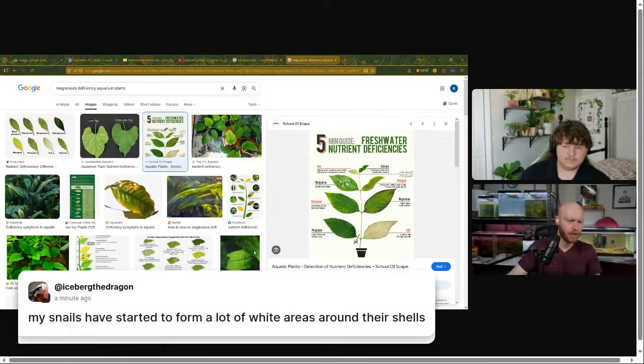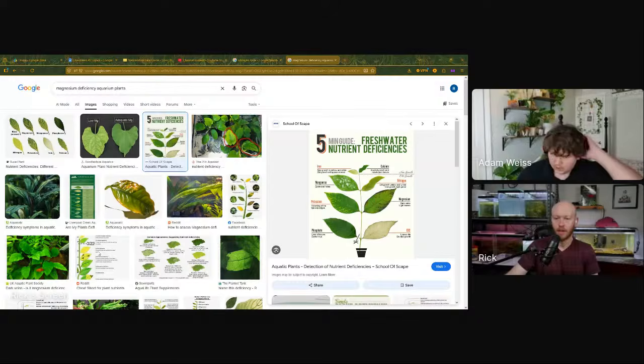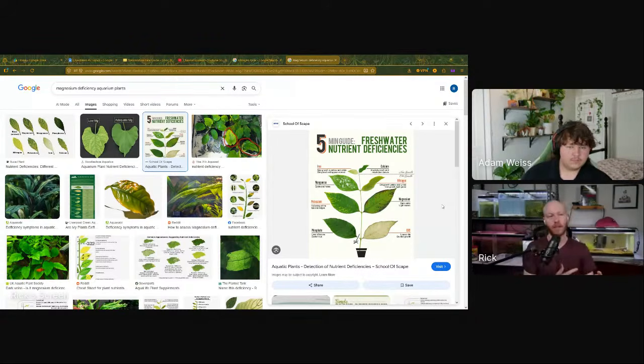They just commented saying their snails are starting to form a lot of white areas around their shells. That's a sign of almost the opposite problem, right? Correct, where you've got a little bit of a calcium deficiency, and the snails are not able to form their shell. That's where adding some sort of calcium supplement may actually be beneficial. Assuming you're not adding way too much and you're doing at least periodic water changes, calcium isn't going to build up to such an extent that it would harm shrimp molting.